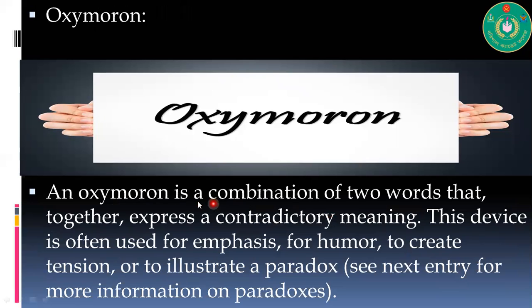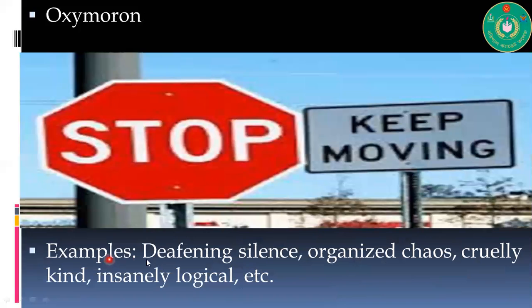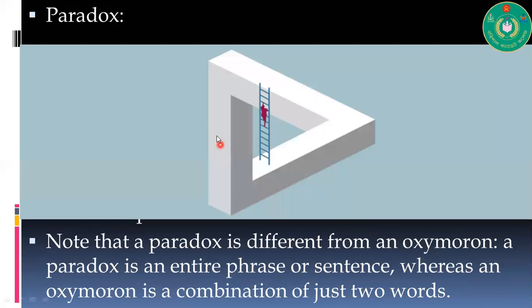Oxymoron. An oxymoron is a combination of two words that together expresses a contradictory meaning. The device is often used for emphasis, for humor, or to create tension to illustrate a paradox. Example: deafening silence, organized chaos, really kind, insanely logical. See, these all are opposite words, but used to emphasize.